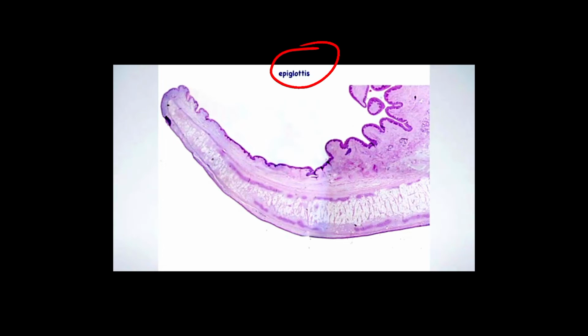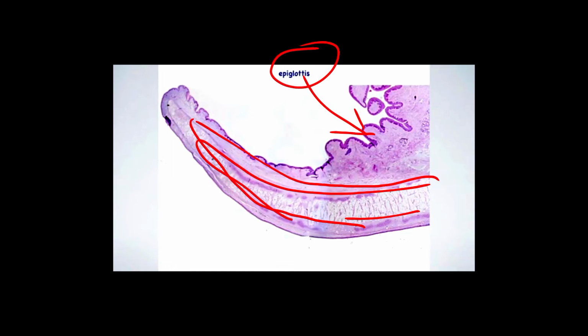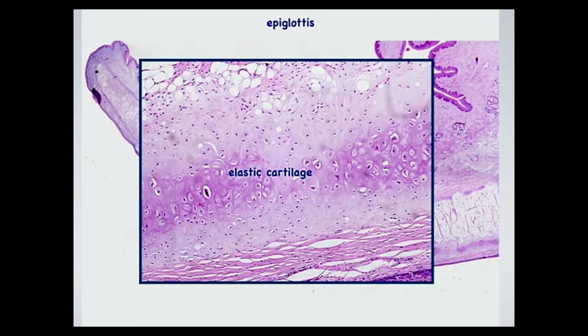In this photograph, which is a sectioned image, we can see that this epiglottis has an epithelium, the mucous membrane, formed by pseudostratified columnar epithelium, and in this location is the cartilage. This is formed by, sorry, elastic cartilage.